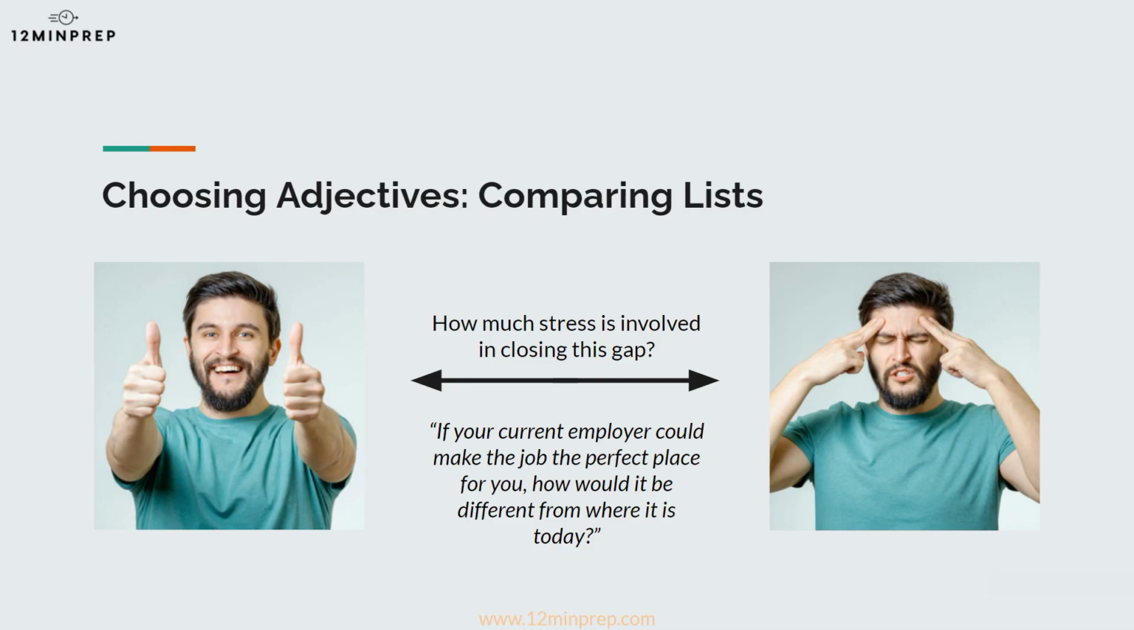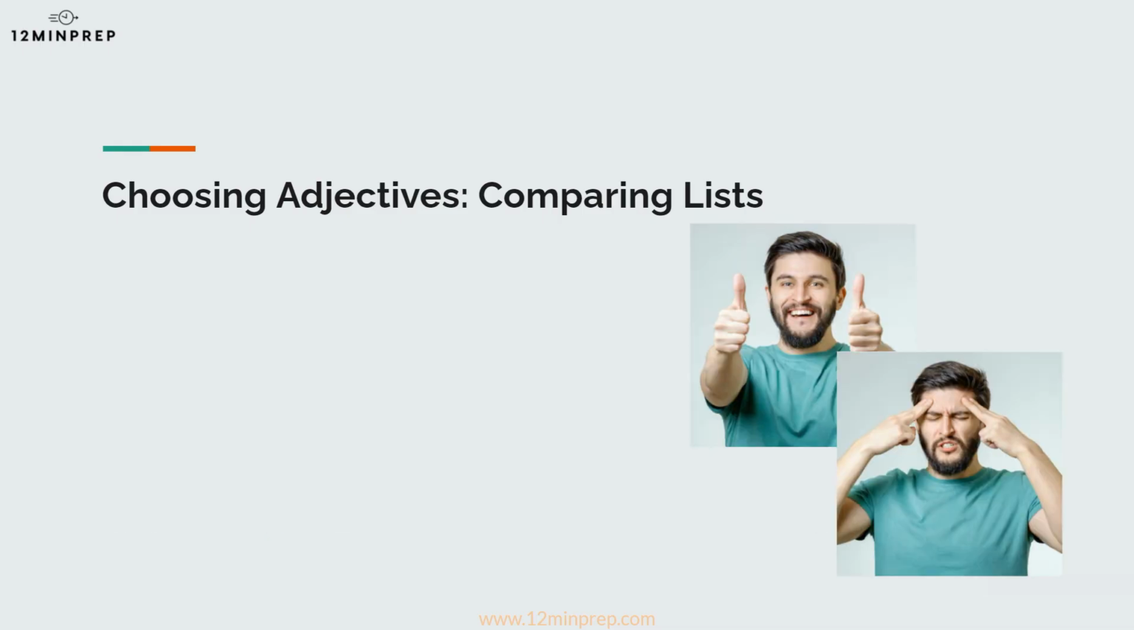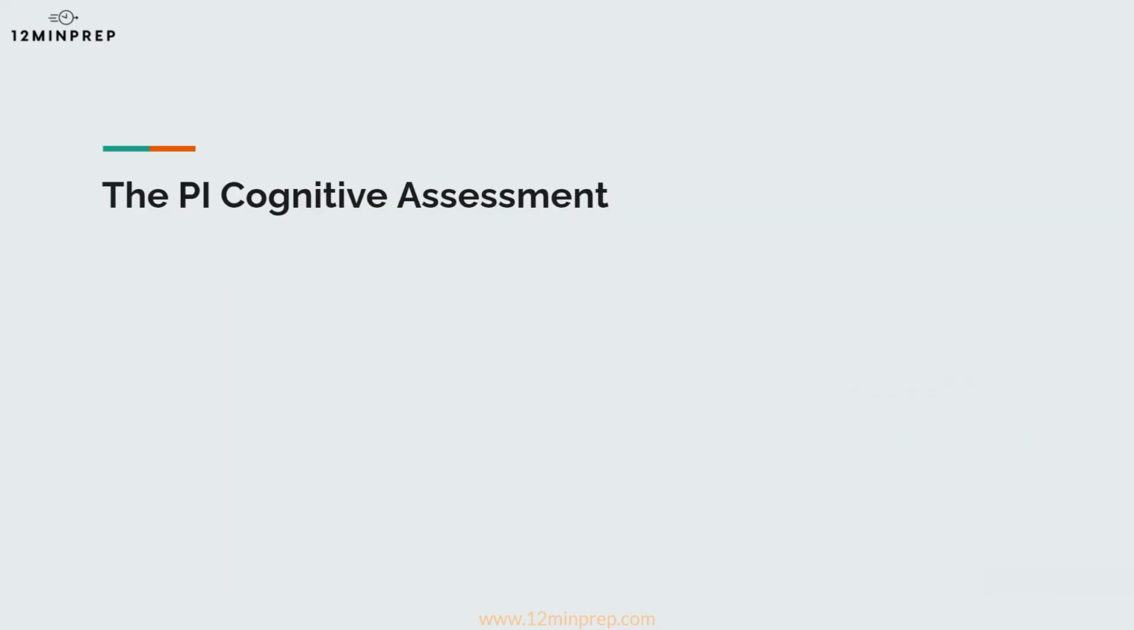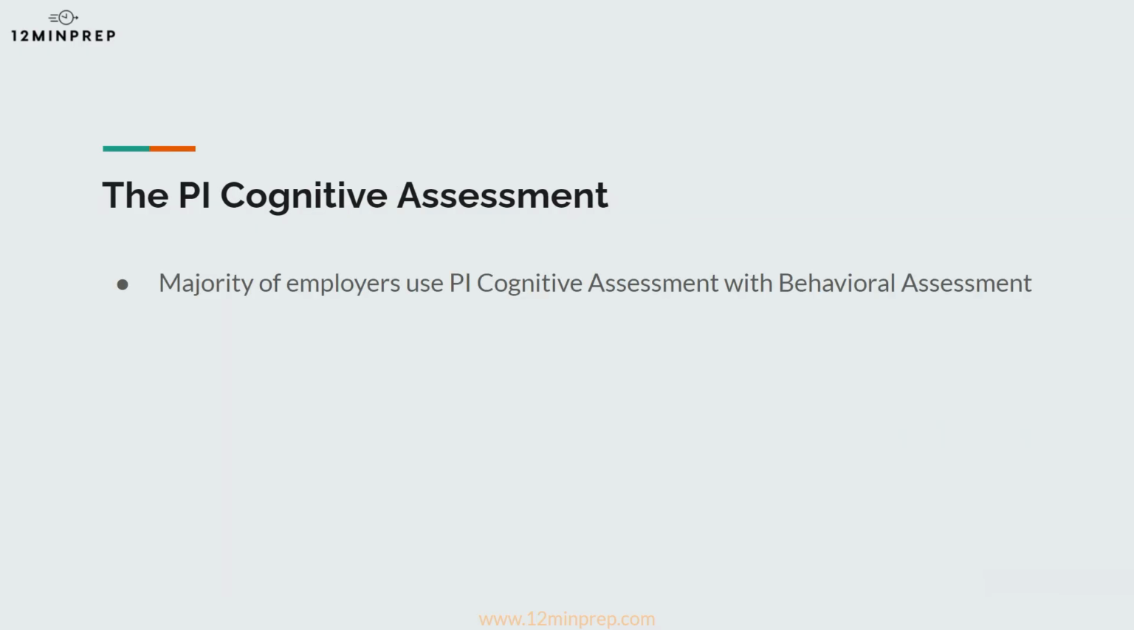If you're applying for a job that is similar to your current job, extreme differences will imply an inferior fit for the job. The large gap makes it clear that there is a gap between who you are as a person and what the role demands from you. As with the question of how many to choose, the answer here is that it's all about balance. Having differences between your two lists is completely normal, but try to avoid extreme differences that may present you as a poor fit.